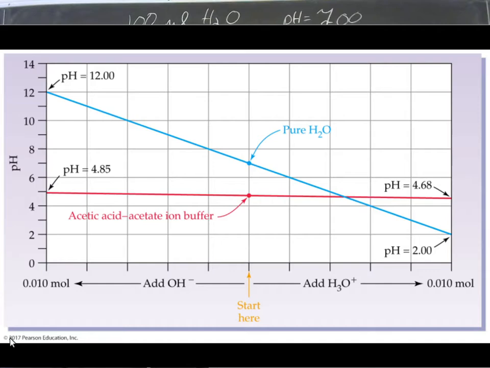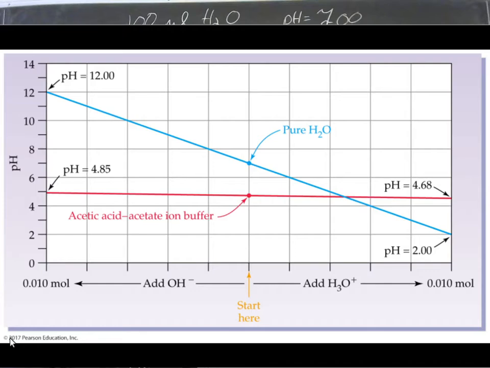Well, the red curve is a buffer solution. This buffer is made by combining acetic acid and acetate ion, and those are a conjugate acid-base pair. The acetate is the same as acetic acid, just with the hydrogen removed. And it starts with a pH around 4.7 something. When you add the same amount of acid to that buffer solution, it just drops by a little bit. In the end, it's at 4.68 when the water had dropped all the way down to 2.